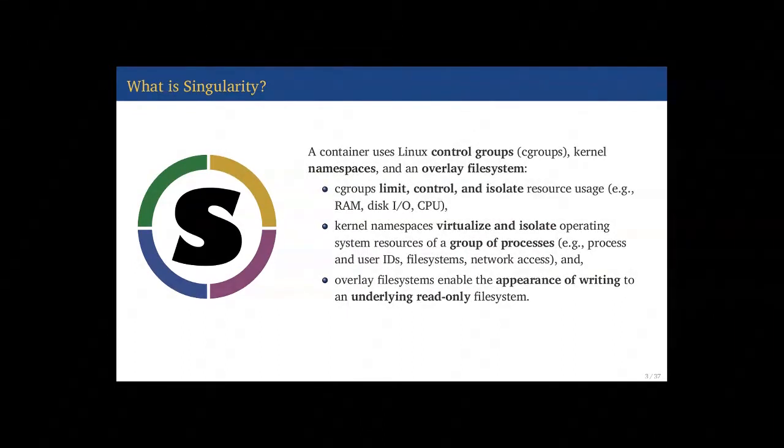So a container itself uses something called control groups in Linux, kernel namespaces, and an overlay file system. Control groups limit, control, and isolate resource usage, so RAM, disk I/O, CPU, things like this. The namespaces virtualize and isolate those resources to a set of processes. And then there's an overlay file system that is used at various times.